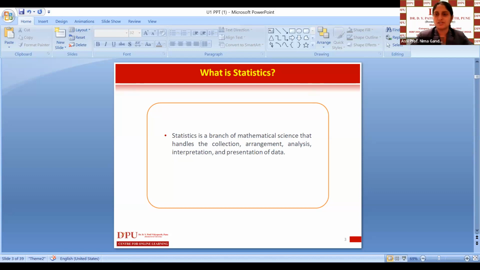I'm explaining to you what is statistics. You have to arrange the data so that people can understand by just looking at your data. Okay. So this is all about what is statistics. I was explaining the definition in detail. Statistics is a branch of mathematical science that handles the collection, arrangement, analysis, interpretation, and presentation of data.